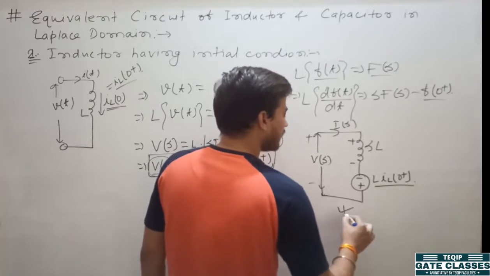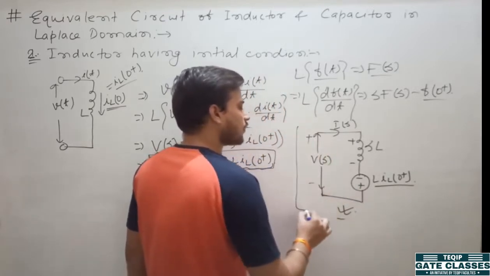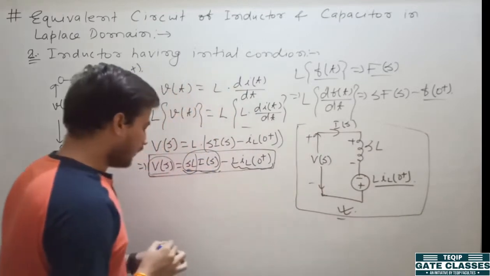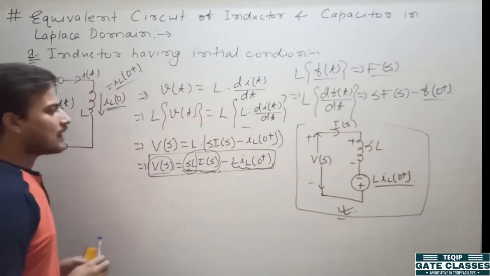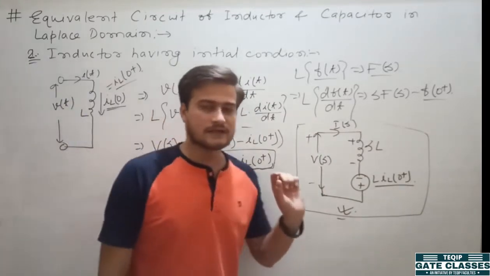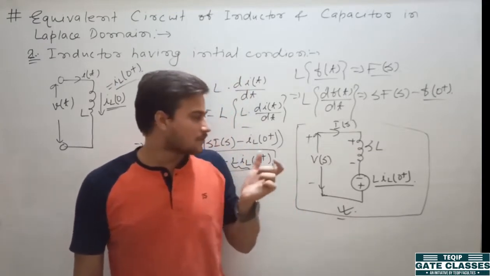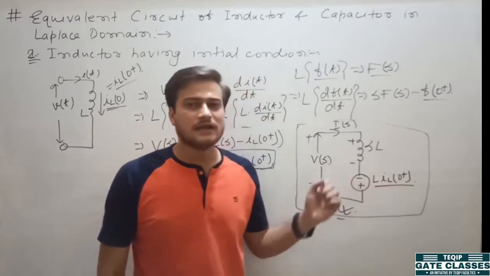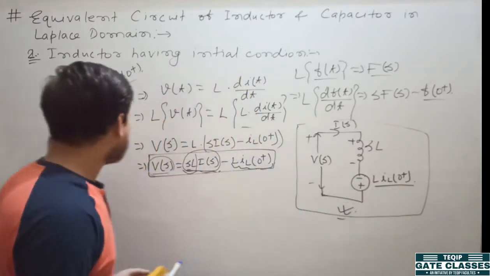Here it will be minus plus. So this is the important circuit. This is the equivalent circuit of an inductor in the Laplace domain with initial conditions. That means if some current is given to you, then you write L into IL 0 plus as the voltage drop.